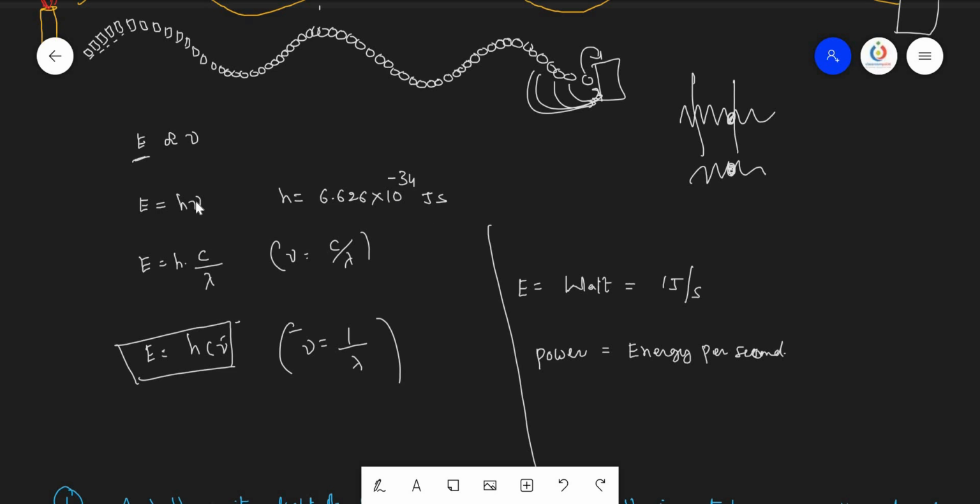So we can replace this nu with c by lambda, as nu equals c by lambda, or else 1 by lambda equals nu bar, so we can write E equals h c nu bar. Usually in Planck's quantum theory, E is the energy, which is given in the form of watts. 1 watt equals 1 joule per second, and it may be asked in the case of power also. Power means energy per second.